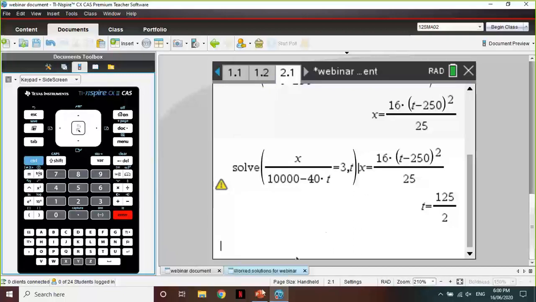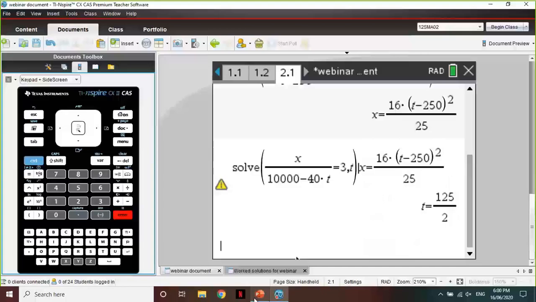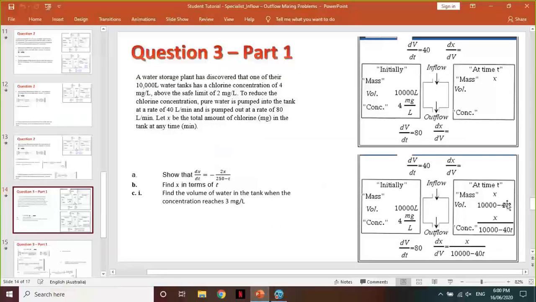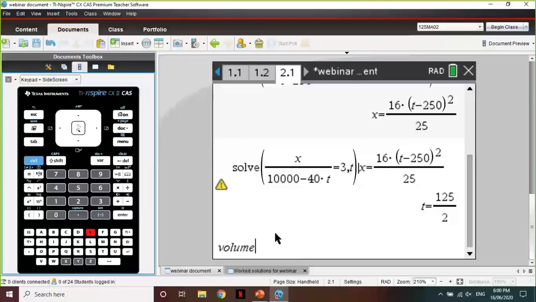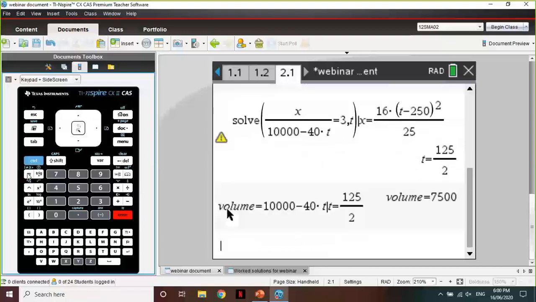The actual question itself was, what is the volume when the concentration reaches 3 milligrams per litre? So we're halfway there. For the volume, we can look at our diagram, because in our diagram we know the volume at any time. It's just 10,000 minus 40t. So volume is equal to 10,000 minus 40 times t, and we substitute in this t value. Just like before with solve, we use our vertical line such that t is equal to 125 over 2, and we get a neat answer of 7,500.